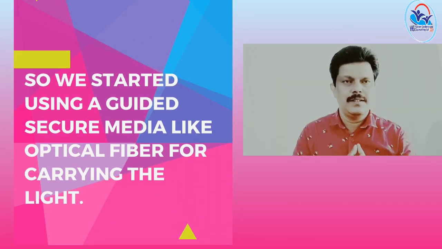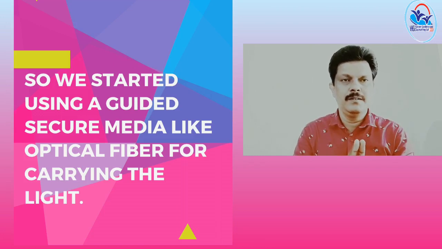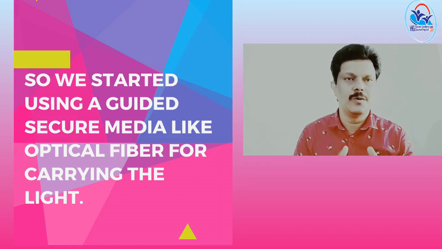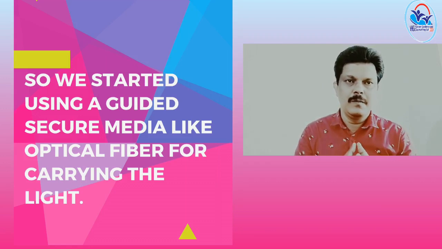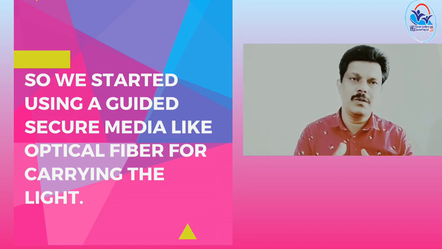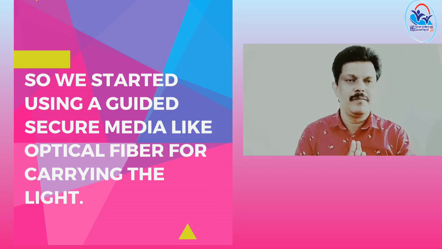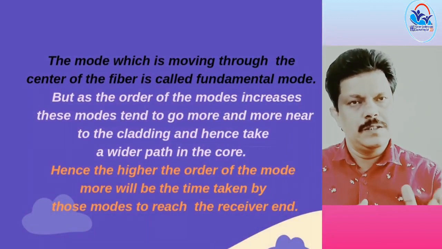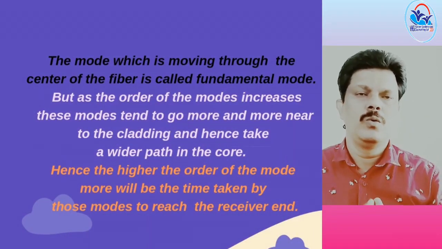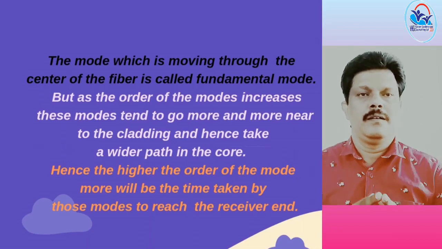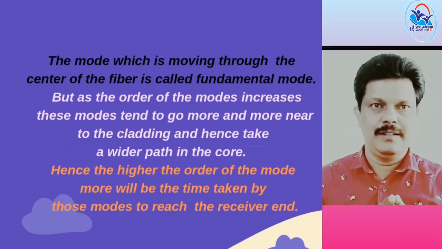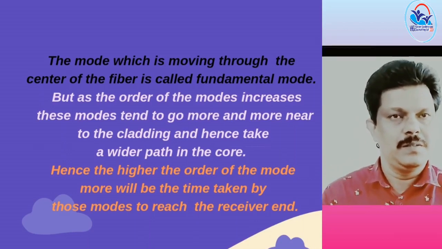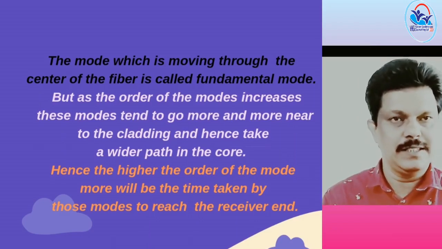As soon as the light enters an optical fiber, the transverse electromagnetic waves will be split into a number of modes, which can be assumed as linearly polarized modes. The mode which travels through the center of the core is called the fundamental mode. As the order of the mode increases, these modes tend to move more towards the cladding. A particular mode is identified by its electric field distribution and by its polarization.